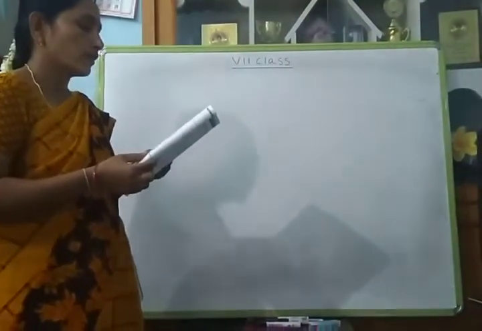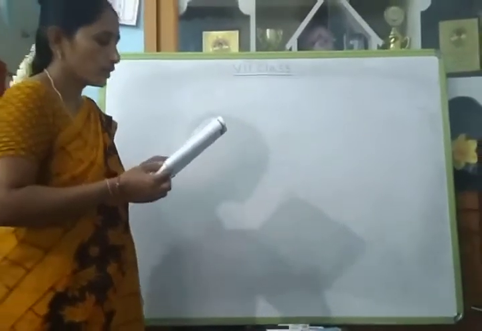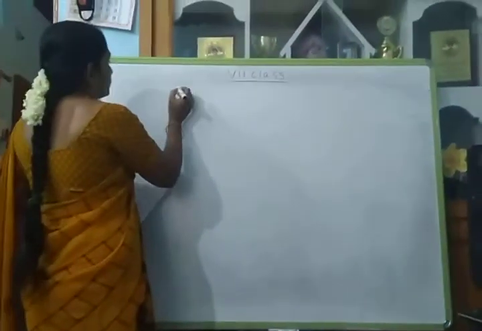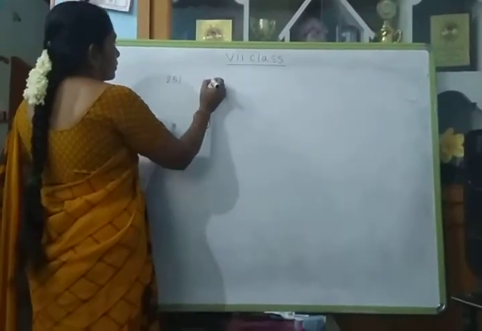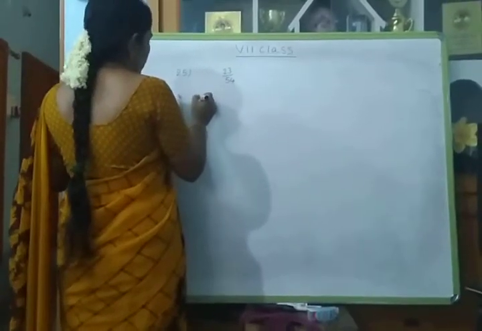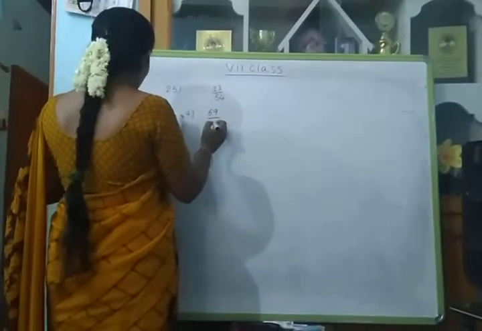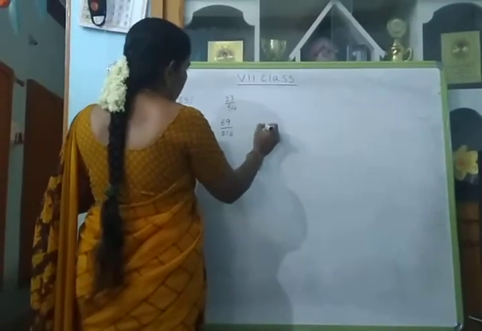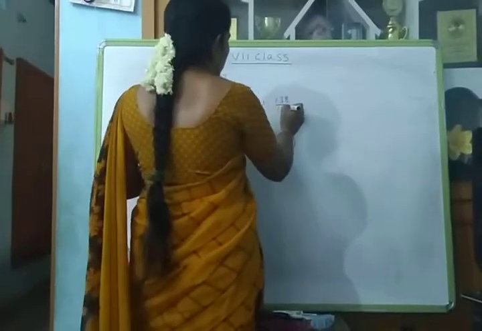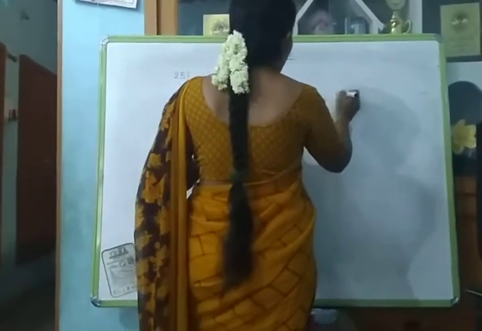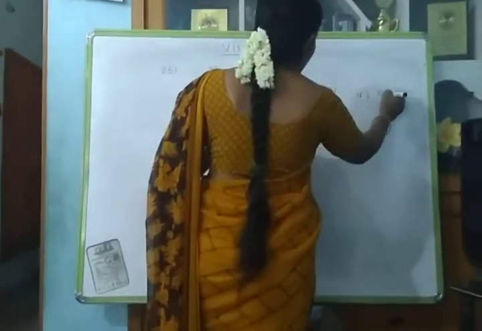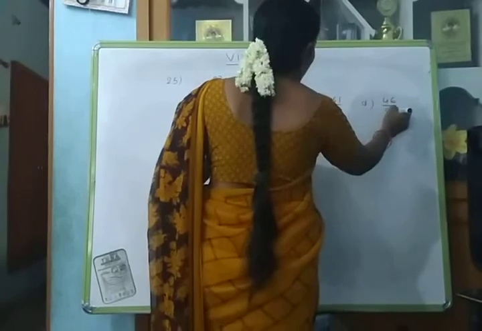Next, the 25th one. Which of the following are not equivalent to the rational number 23 by 54? Option A, 23 by 54. Option B, 69 by 216. Option C, 138 by 108. Option D, 161 by 54. D, 46 by 108.